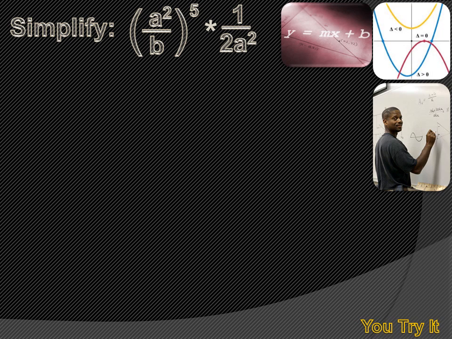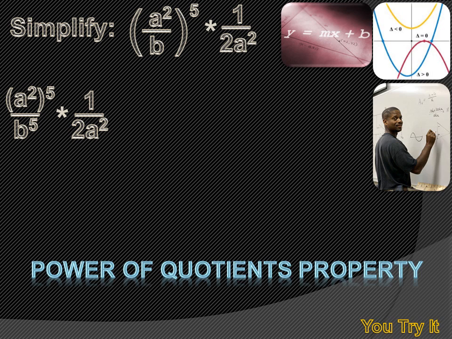Well, PEMDAS says the first thing we want to do is look at what's in the parentheses. But we can't simplify what's in the parentheses, so let's move on to the E in PEMDAS, which is exponent. And I do have a fifth power here that this expression is being taken to. So I could take that fifth power and distribute it to the numerator and the denominator of that expression, and it'd look like this: a squared to the fifth power over b to the fifth power times 1 over 2a squared. That's the power of quotients property.